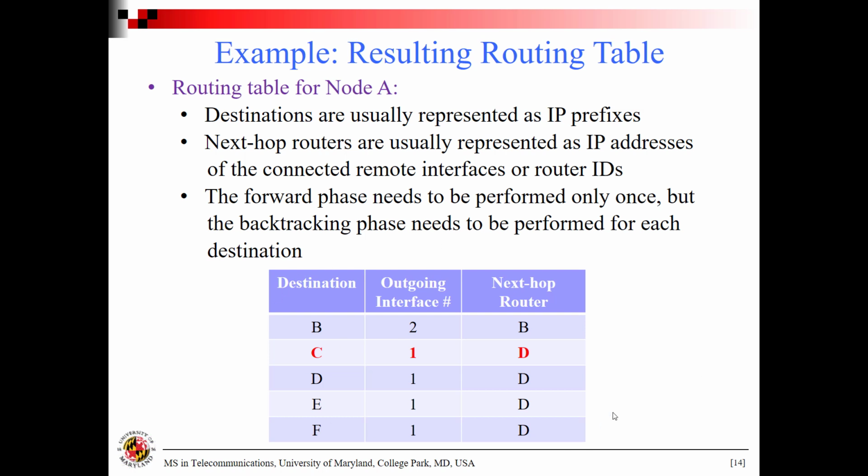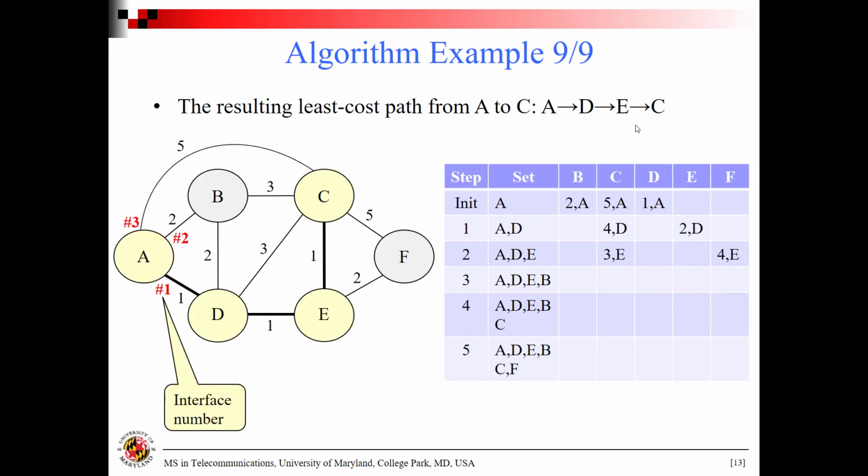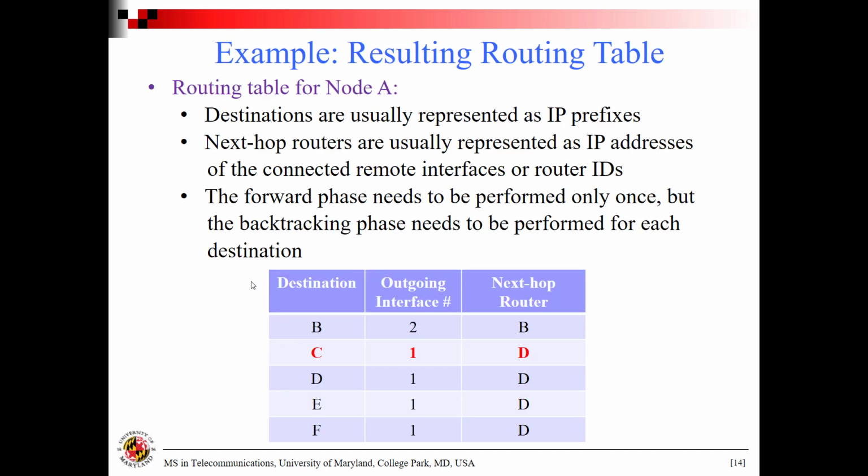So this is what the routing table for node A would look like. And I just highlighted the entry that corresponds to this exploration that we have done, basically the least cost path from A to C. So you can see that this is the least cost path to destination C. So this is why C is the destination. The corresponding outgoing interface number is number 1, because this is how the packet can actually reach the next hop router D, right? So the next hop router is D.